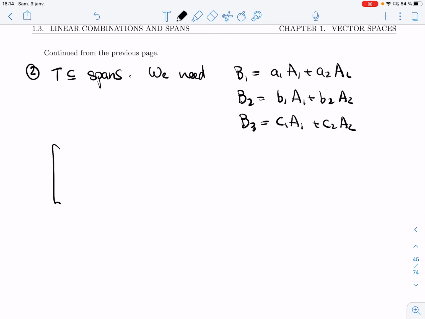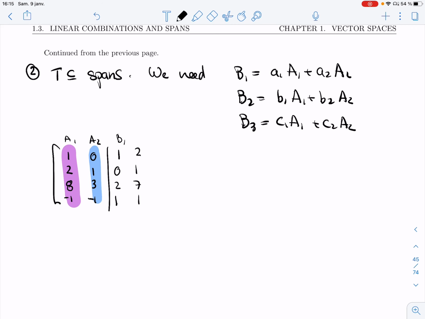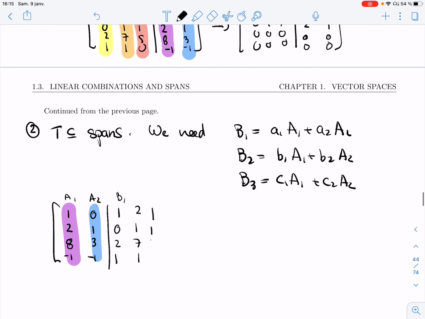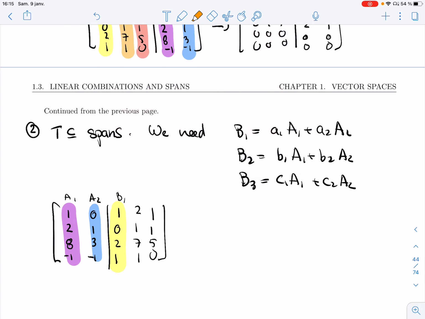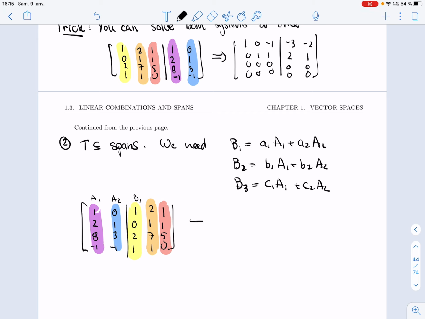All right, so I'm going to use the trick. I'm going to put A1 and A2 as my first two columns. So the first one was the purple one. Second one was the blue one. So my first one was 1, 2, 8, minus 1. The other one was 0, 1, 3, minus 1. And then I'm going to put B1. I'm going to put 1, 0, 2, 1. I'm going to put B2. And I'm going to put, what's B3? 1, 1, 5, 0. All right, so I'm shifting what is the constants and what is coefficients.